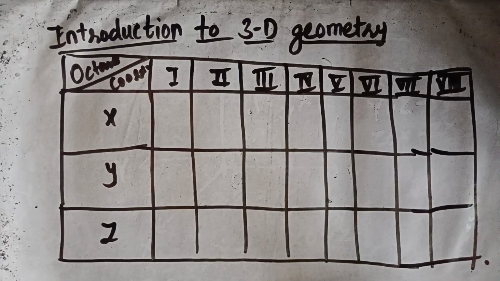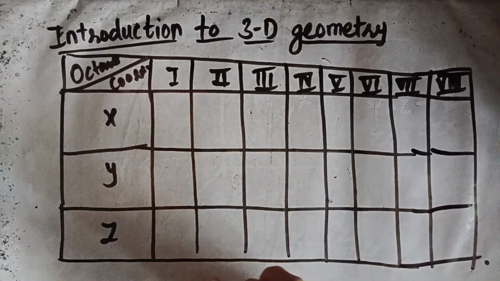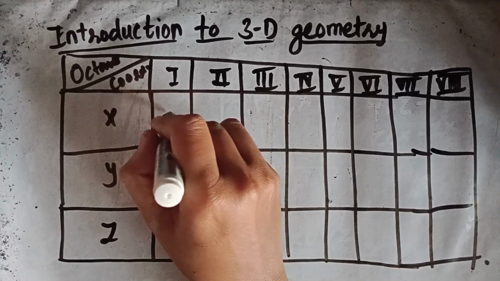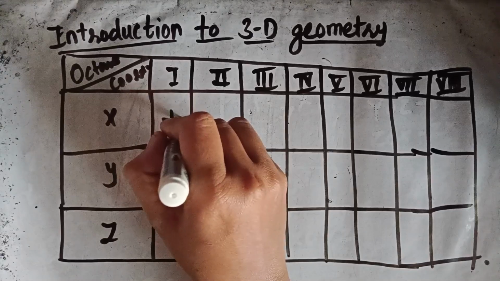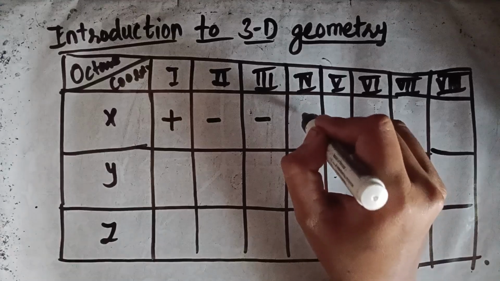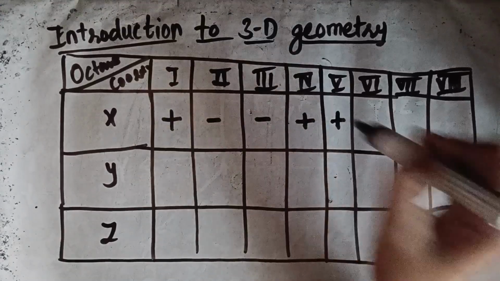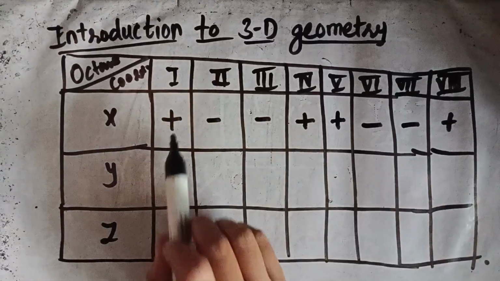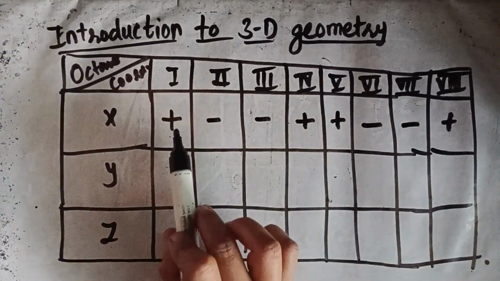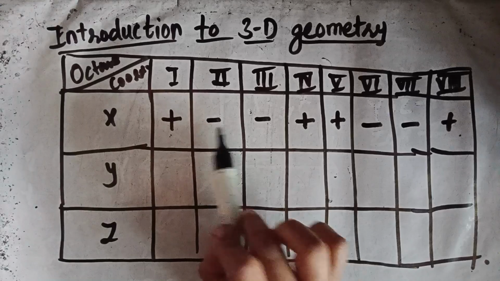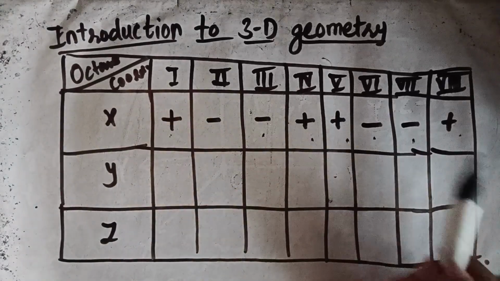So how to remember this? First thing, start with the first coordinate, that is x. In the first octant it is positive. Then we have two negatives. Then again two positives and two negatives and plus. So you can remember it like this. First and last it is positive. In between we have two negatives, two positives and two negatives.